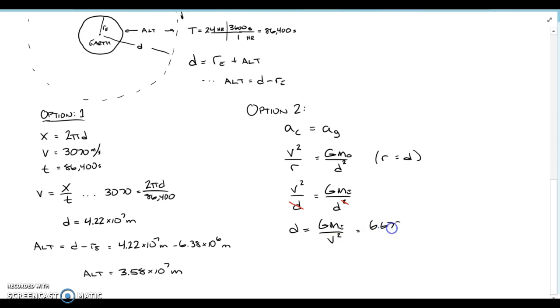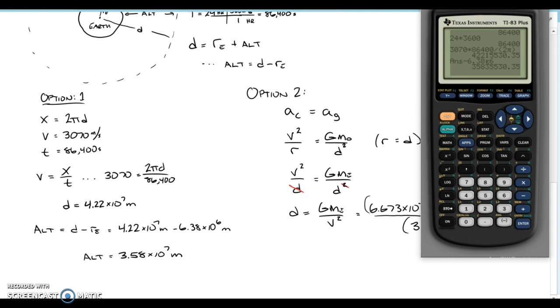G is 6.67 times 10 to the negative 11. The mass of the Earth is 5.98 times 10 to the 24th. And that velocity, given in the problem, is 3070 meters per second, and that is squared. So on my calculator, if you stored G, which I have as the correct value, I've actually stored the mass of the Earth, M. There it is. So all I need to do is do alpha G, alpha M, and divide by 3070 squared. And I get the same number I got before, 4.2.